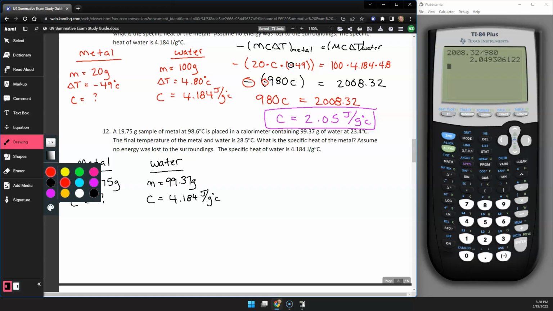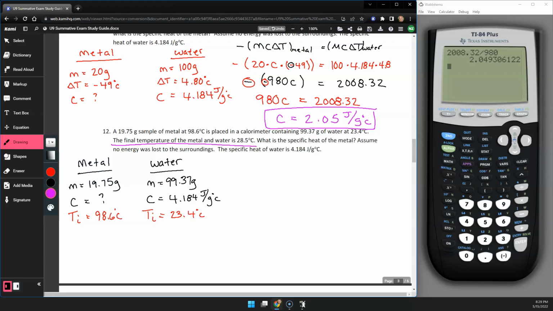Okay, and then the temperature information, we have an initial temperature for our metal is 98.6 degrees Celsius. The initial temperature of our water is, let's see, 23.4. Okay, now here's the part that a lot of people get confused on. So we have an initial temperature for our metal, we have our initial temperature of our water. The final temperature of the metal and the water is 28.5.